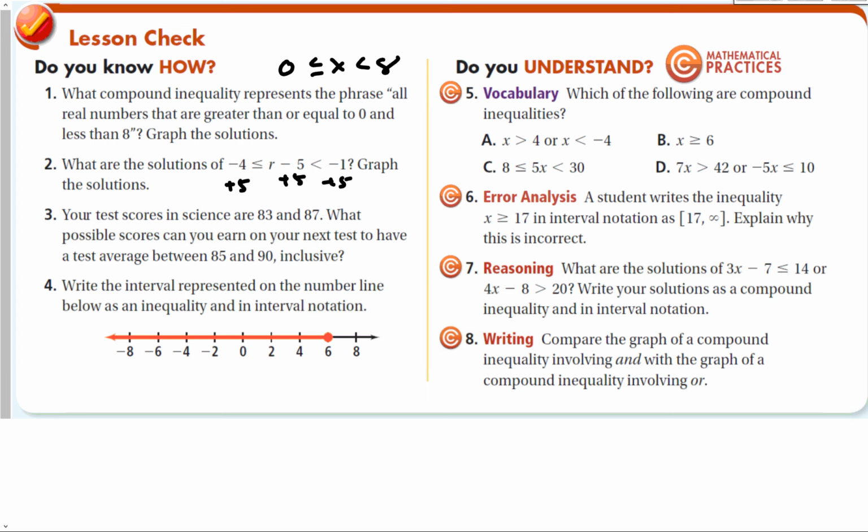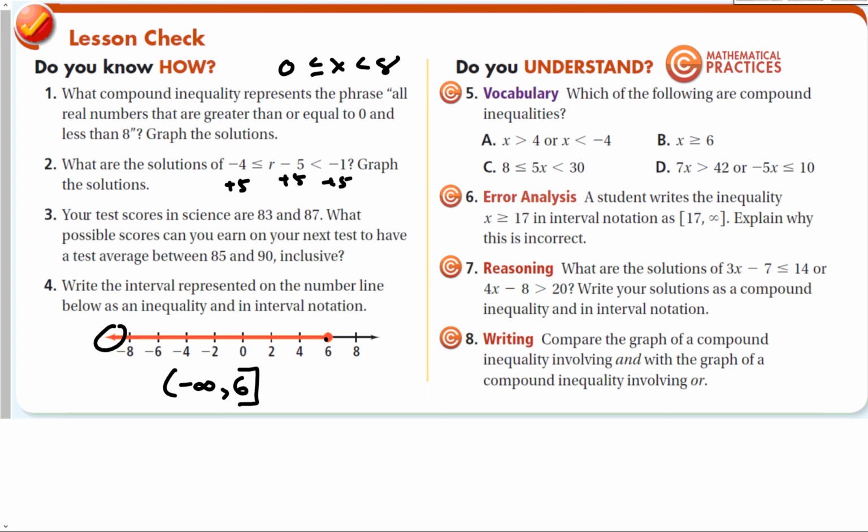So we have 3 scores now instead of 4. It's going to be 83 plus 87 plus x divided by 3, and we put 85 on one side, 90 on the other. If you work this out, you should get between 85 and 100. The interval here goes forever, so forever is negative infinity to 6 with a bracket because it says or equal to.